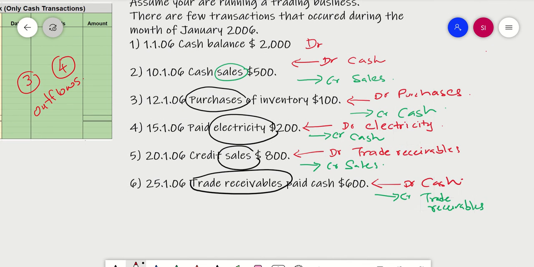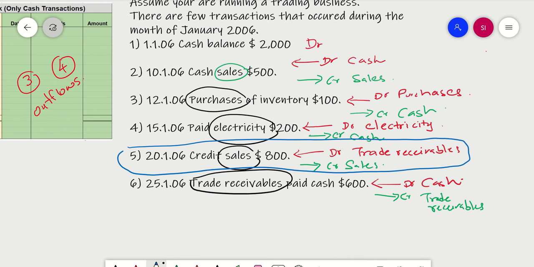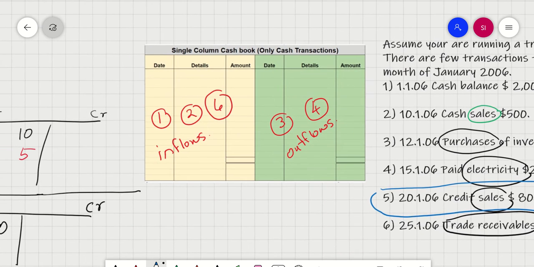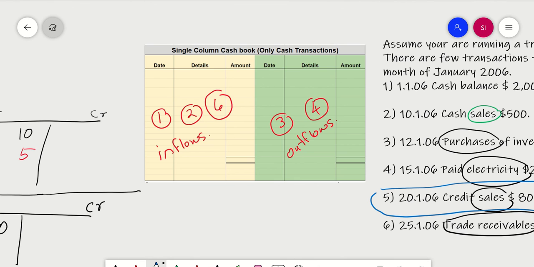Now, can you identify which transaction doesn't appear in a single column cash book? You can see over here transaction number 5. It is excluded from preparing a single column cash book because the two variables that impact it, trade receivables and sales, both of them do not apply to a single column cash book. Now let's see how we are going to post the entries.